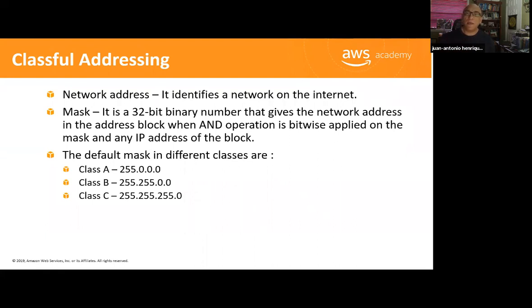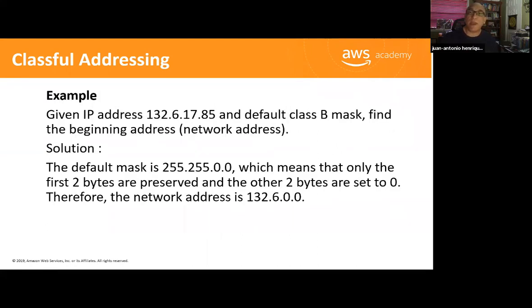This type of IP is given to each of the classes to identify the mask, and I'll give you an example. Let's say you have an address, right? You're given this address, 132.6.17.85, in the default class B mask, and you want to find the beginning address. So in other words, this is the address of a device, right? Let's say your computer is given that address. But you want to find out what the network address is, okay? What will be the network address associated with this specific IP? Well, to find that out, you use the mask, okay?